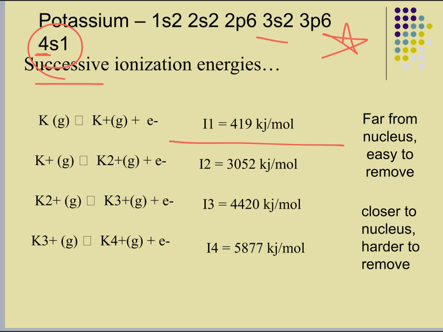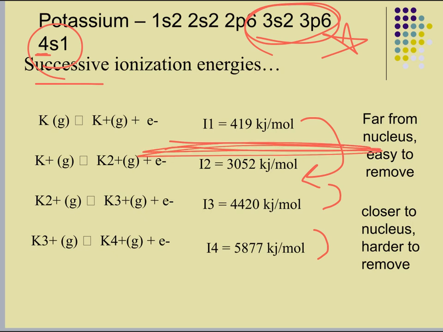Once I reach into the third energy level, which would then be stable, I would have 8 valence electrons. Notice this huge jump going from 400 to 3,000 kilojoules per mole. The subsequent energies do require more. There's an increase, but there are no huge jumps like there is between the 419 and the 3000. So your goal, if you're looking at data like this, is to find the huge jump, and that's going to tell you where your valence shell was.